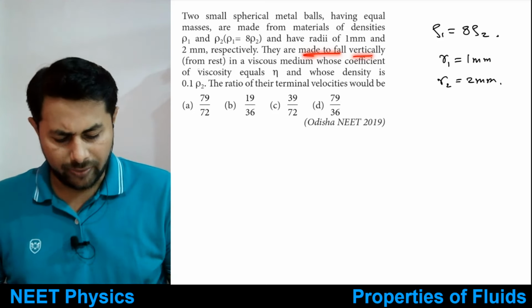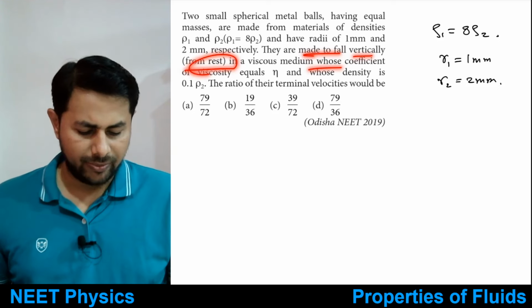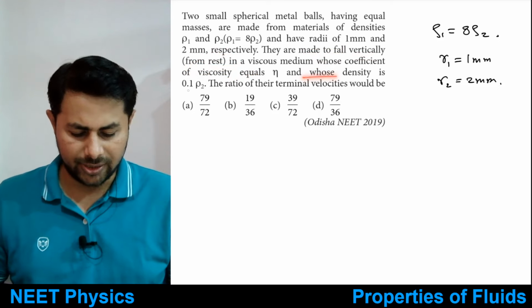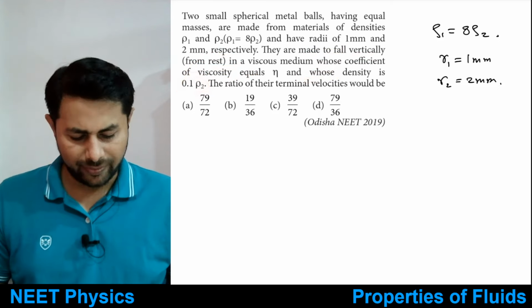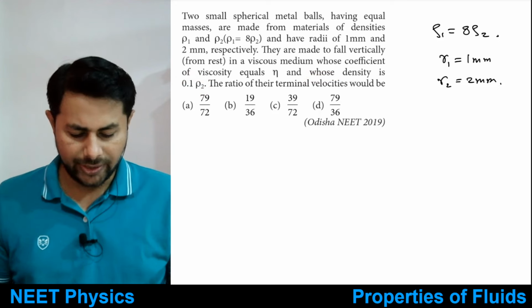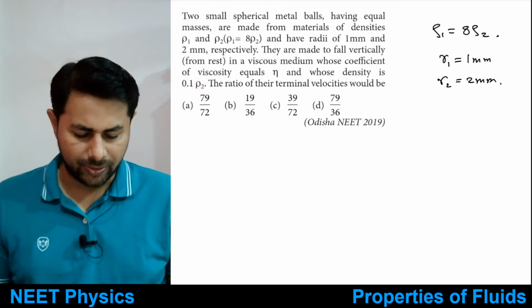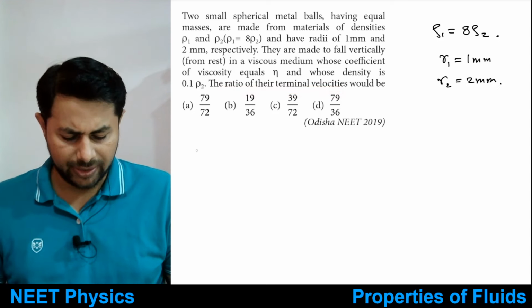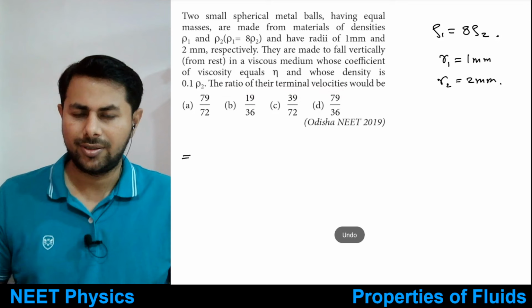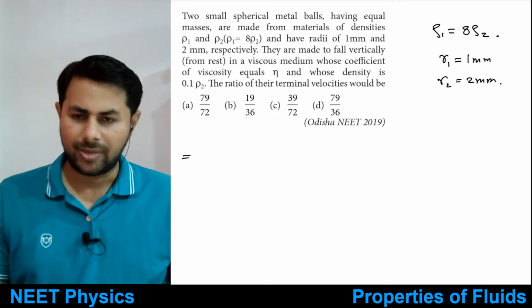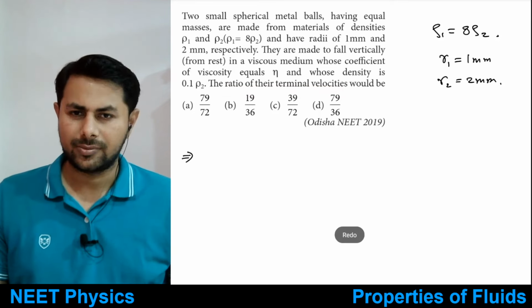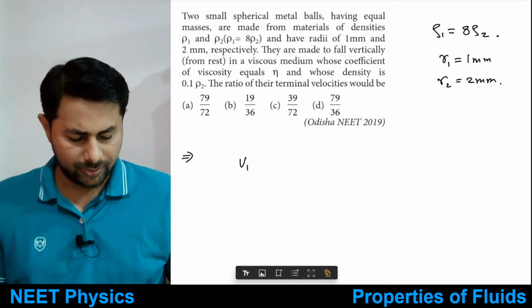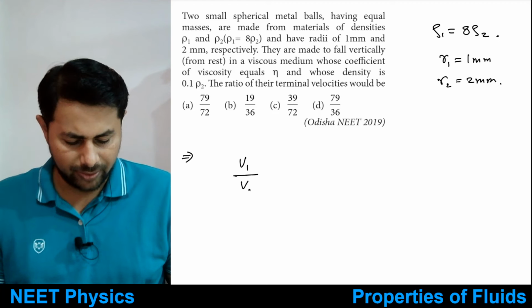They are made to fall vertically from rest in a viscous medium whose coefficient of viscosity equals eta and whose density is 0.1 ρ2. Okay, so the fluid's density is very small, it's 0.1 ρ2. The ratio of their terminal velocities would be. So this is very simple, right? What is the ratio of terminal velocities? It is just V1 by V2. Just write down the formula.